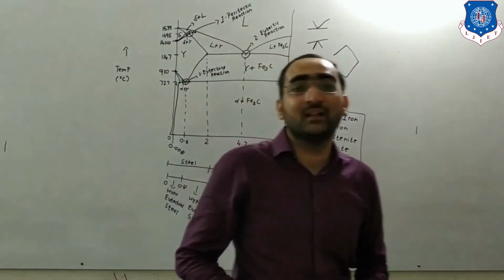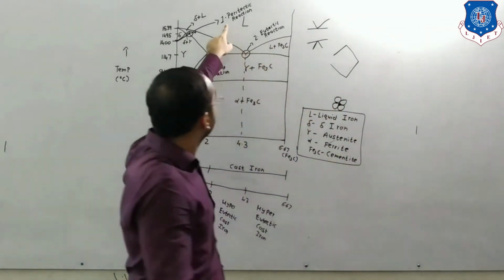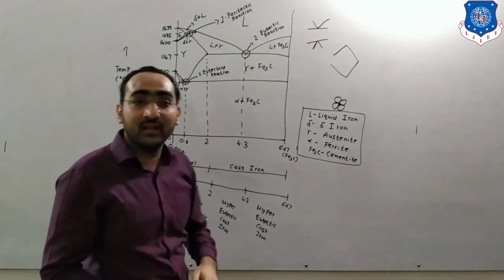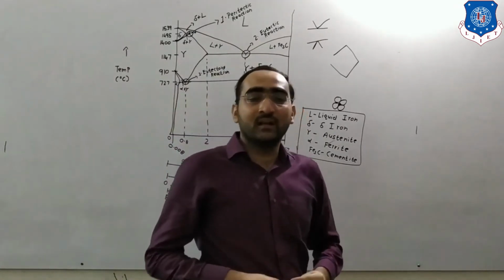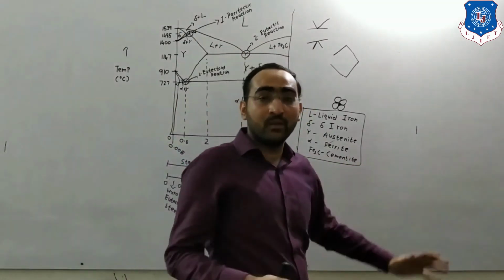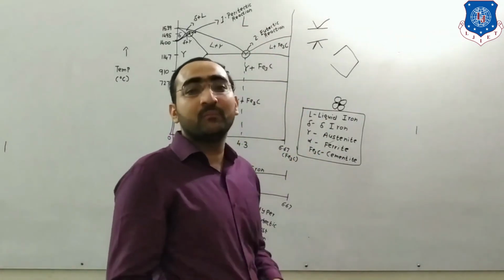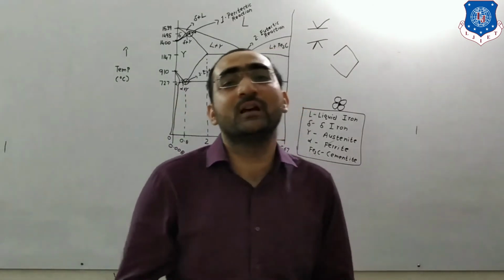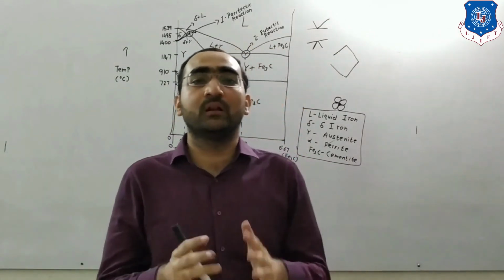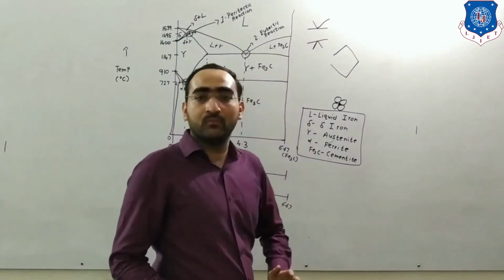And in the next lecture, we will go for the critical reactions of this diagram. That means these 3 reactions, we will study in detail. And then the allotropy of iron, we will also discuss. Before moving on, if you know this diagram, then it will be a very easy task for you to understand the other lectures of this particular chapter. So this is how your iron carbon diagram works.